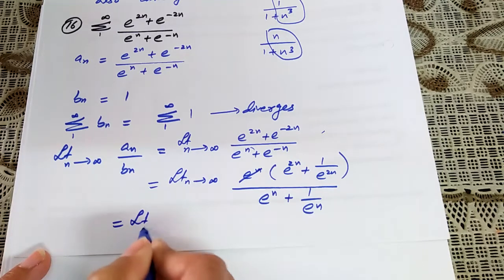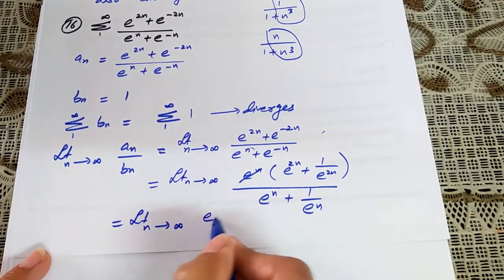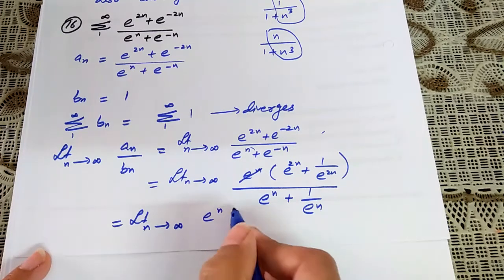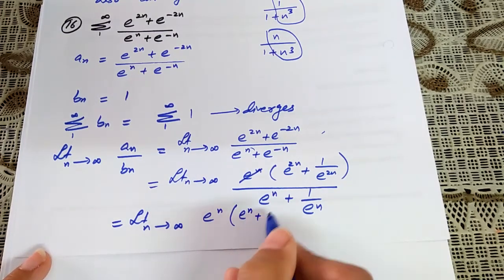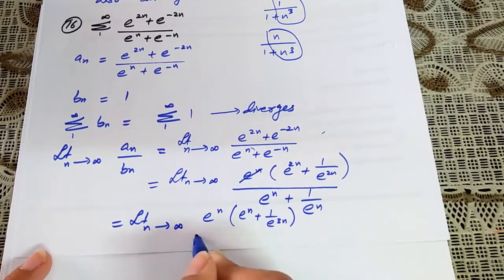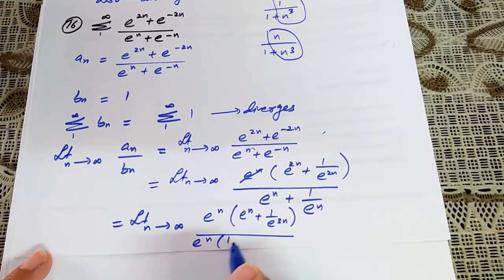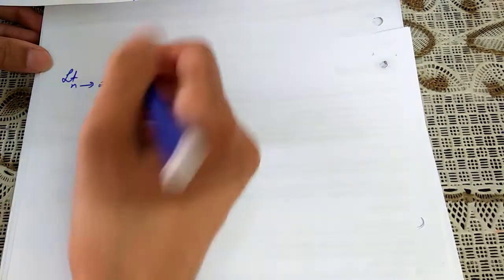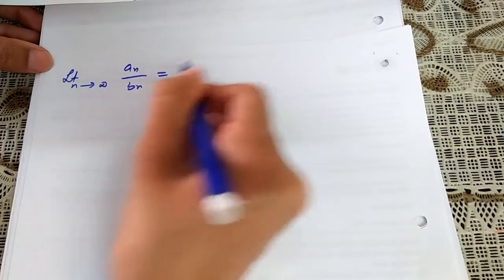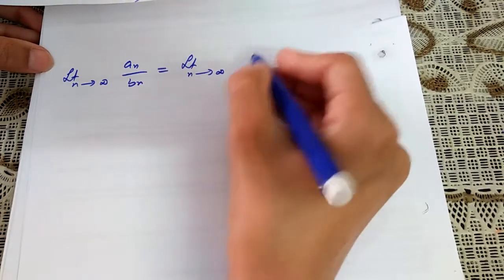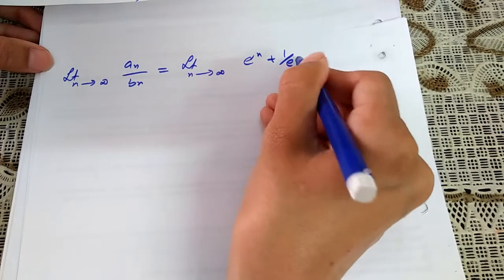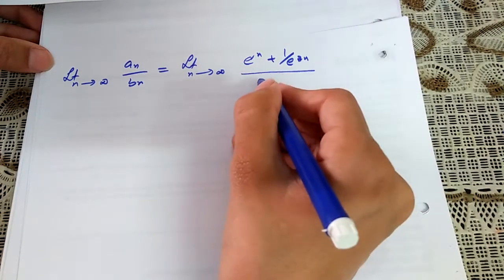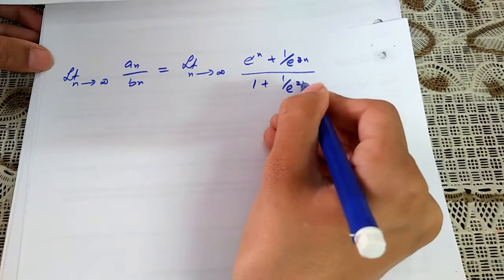We will be left here with limit n approaches infinity, e raised to power n taken outside, we will be left with e raised to power n plus 1 over e raised to power 3n, divided by e raised to power n common, 1 plus 1 over e raised to power 2n. This will be cancelled. So we will be left here with limit n approaches infinity an over bn, is equal to limit n approaches infinity e raised to power n plus 1 over e raised to power 3n divided by 1 plus 1 over e raised to power 2n here.